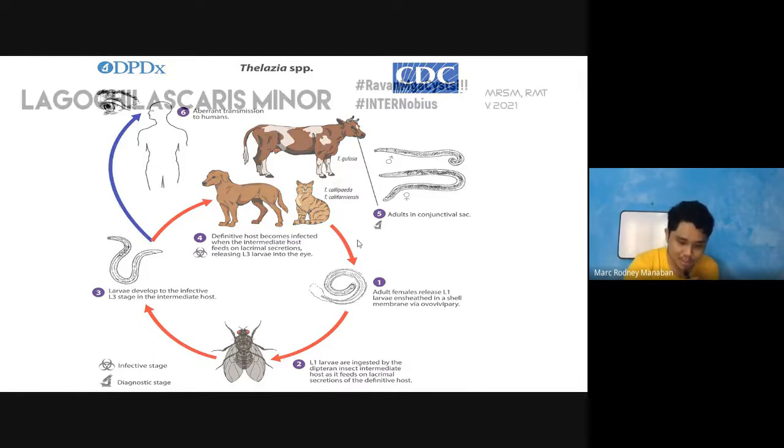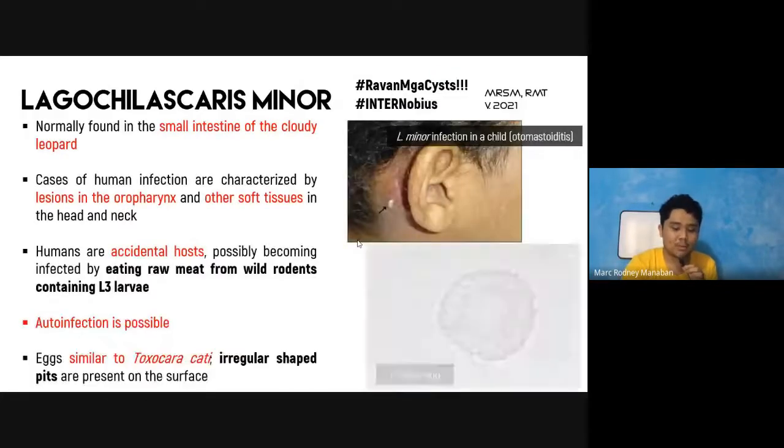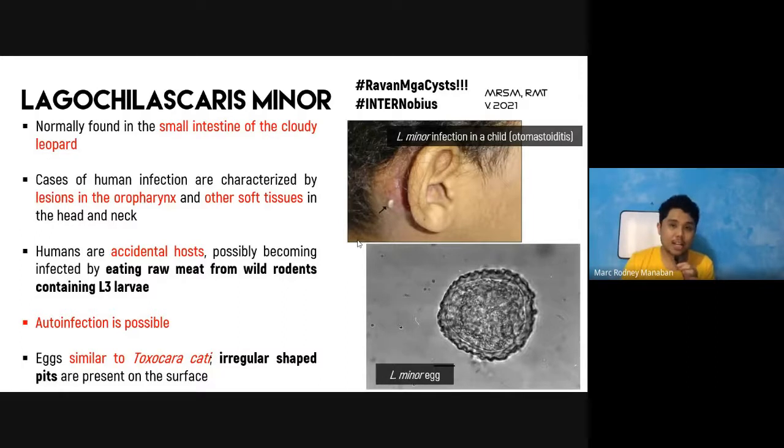And the last of the worms is Lagochilascaris minor. Lagochilascaris minor is a normal parasite found in leopards. In human infections, which are accidental, it presents as soft tissue infections, with lesions in the oropharynx or other soft tissues. Example here, in a child, otomastoiditis, at the back of the ear. Lesions form, and inside these nodules are adult worms and even eggs. Humans are accidental hosts, possibly infected by eating undercooked or raw wild rodents that contain the L3 larva. But again, this is a rare infection.